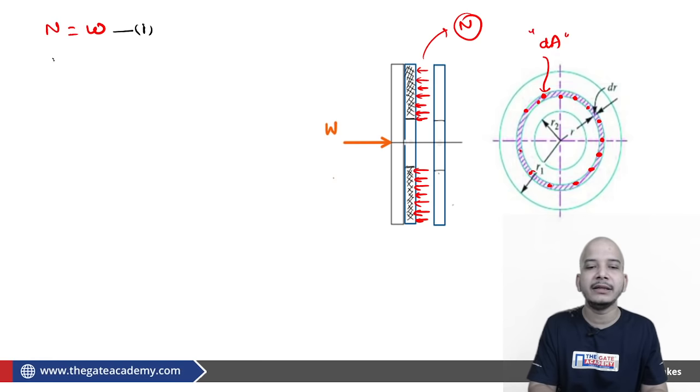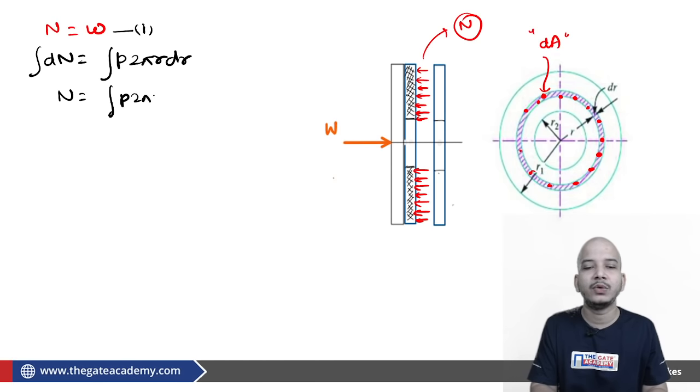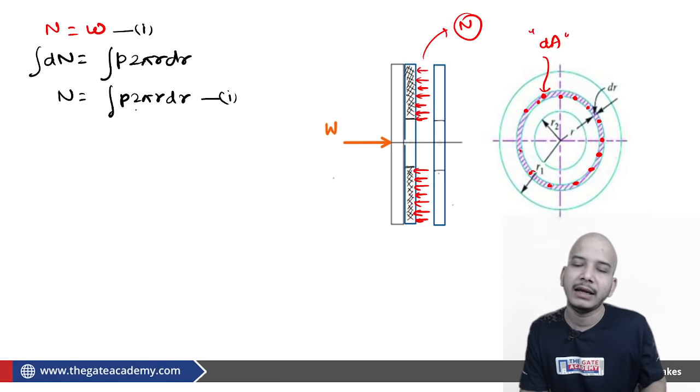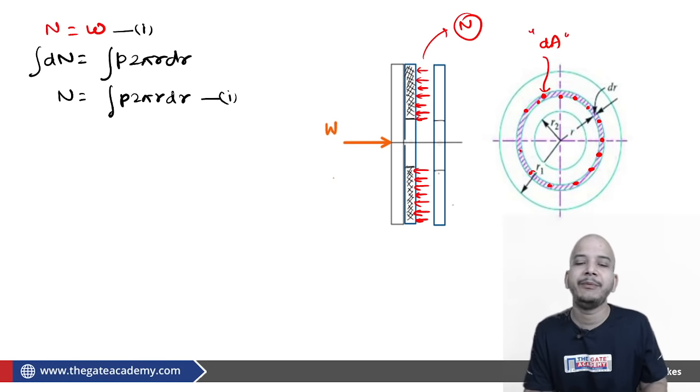The second thing is we are calculating dN first, because we don't know how this normal reaction is distributed. So dN is equal to P into 2 pi r dr, P into the elemental area. If I integrate it, you will be able to calculate the value of the normal reaction as well. This is your first relation, which is independent of how P is distributed, how this normal reaction is distributed.